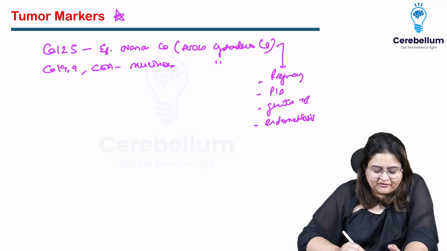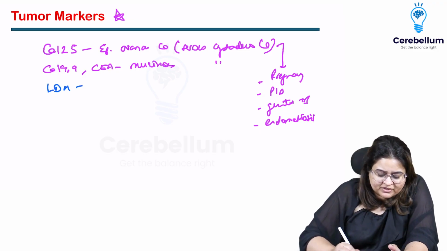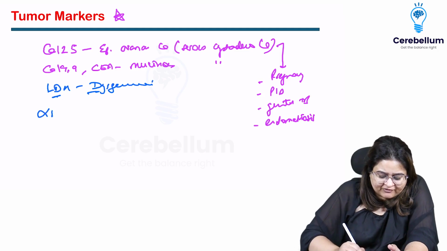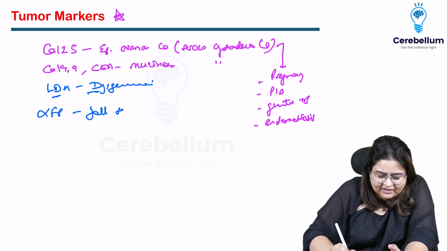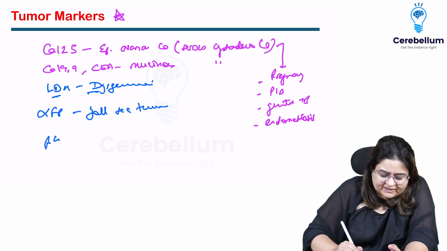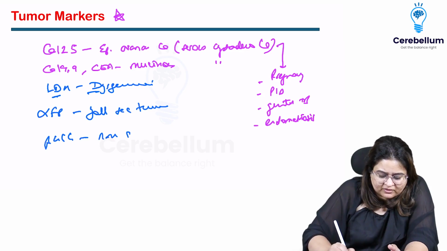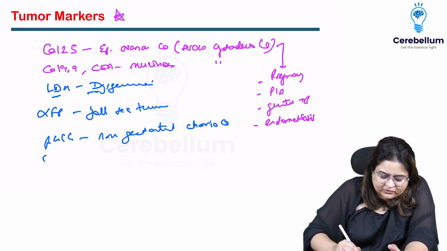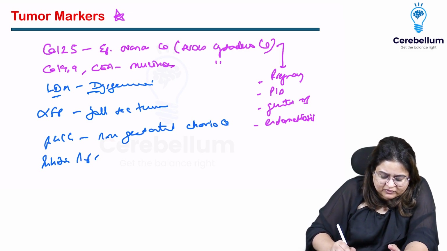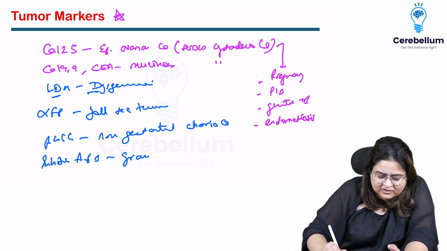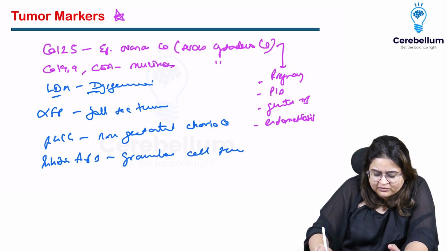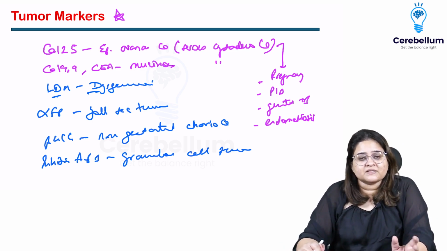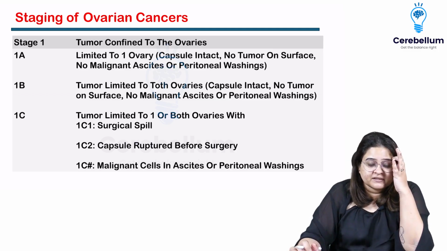Okay. Then what else can there be? Then we can also have LDH. LDH is raised in dysgerminoma. Remember D and D. Then you have alpha fetoprotein, which is raised in yolk sac tumor. Then you have beta HCG, which is raised in non-gestational choriocarcinoma. And then you have inhibin A and B both, which is raised in granulosa cell tumors. Okay, so this is very important. The ovarian tumor markers come up repeatedly many times in the exam.